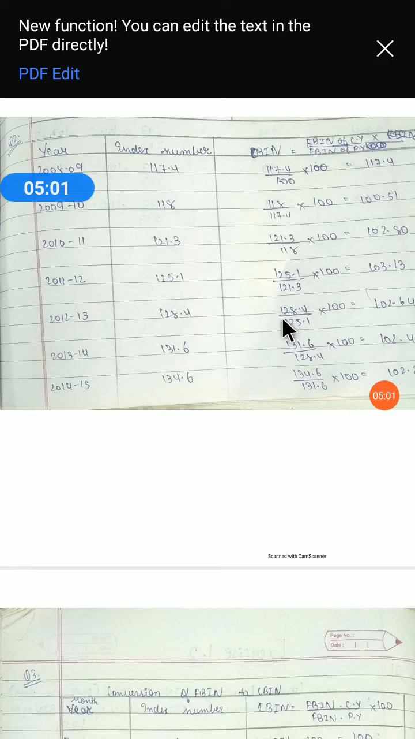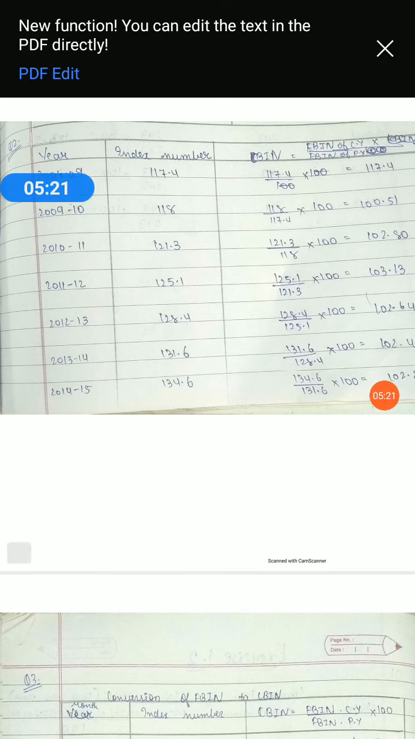Then same, 128.4 upon 125.1 into 100. For the next, 131.6 upon 128.4 into 100. And for the last, 134.6 upon 131.6 into 100. So we will get 102.28. Okay, this is a very easy sum. We just have to remember the formula.